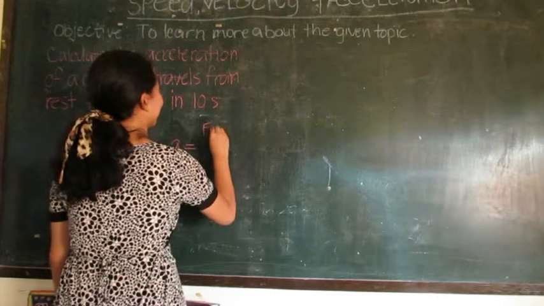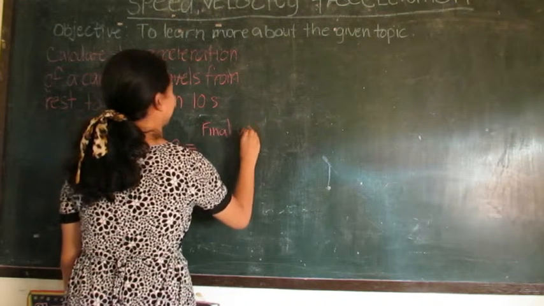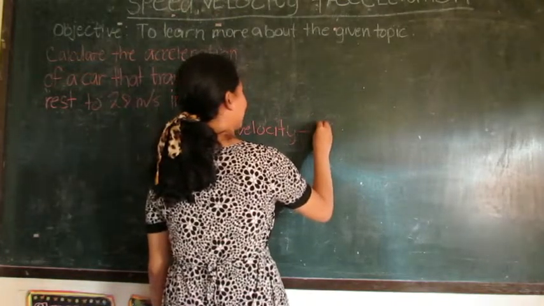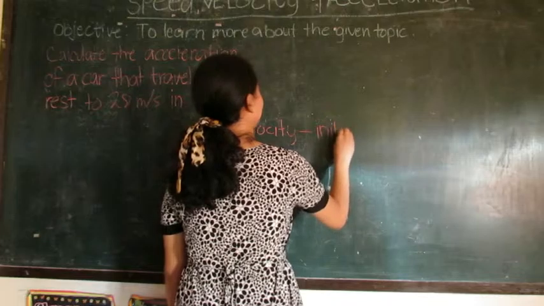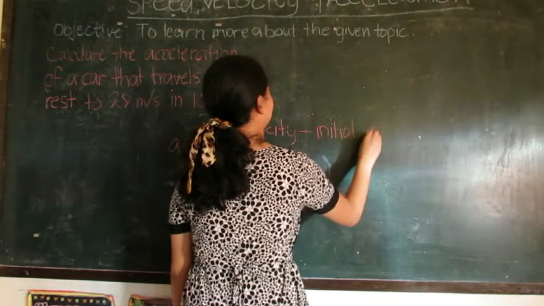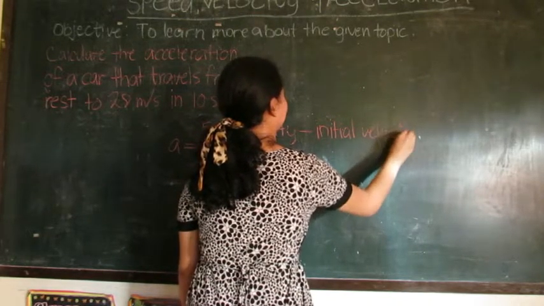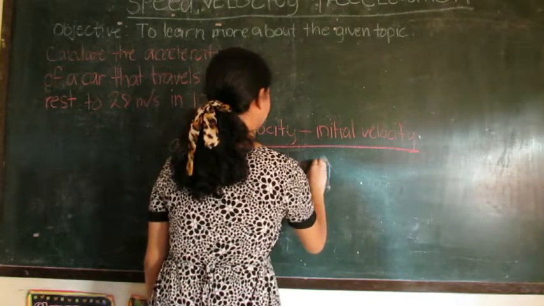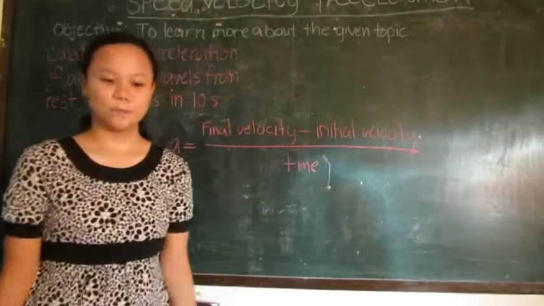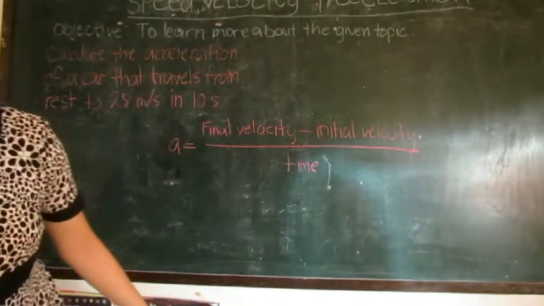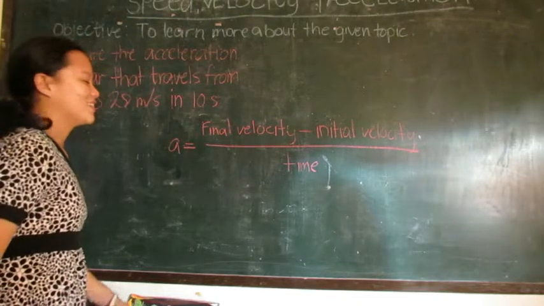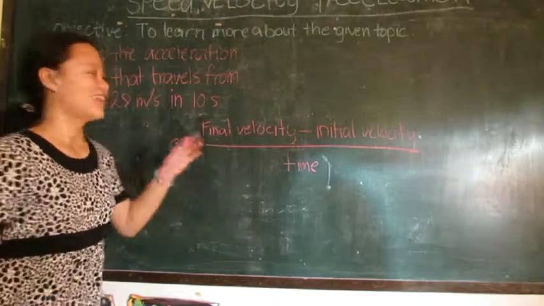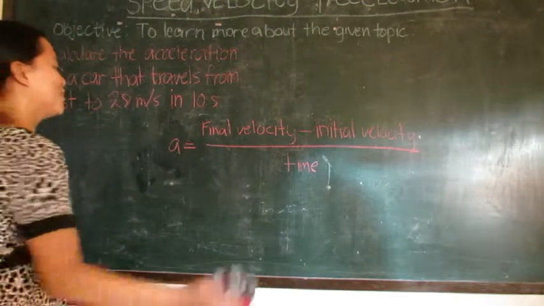So the formula for acceleration is A is equal to the final velocity minus the initial velocity, all over time. So to put this formula into use, we have a word problem right here.